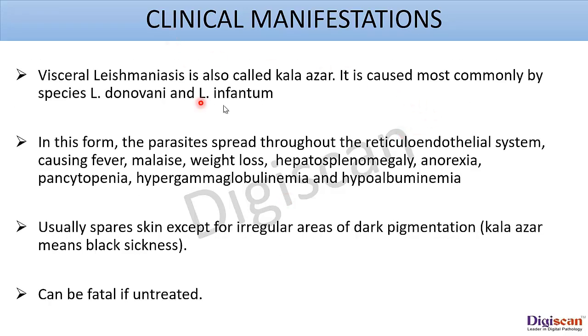Visceral leishmaniasis is also called Kala Azar. Actually, this term refers to black sickness. It is caused most commonly by species like L. donovani and L. infantum. In this form, the parasites spread throughout the reticuloendothelial system of the body, causing fever, malaise, weight loss, hepatosplenomegaly, anorexia, pancytopenia, hypergammaglobulinemia, and hypoalbuminemia. It usually spares skin except for irregular areas of dark pigmentation, and it can be fatal if untreated.